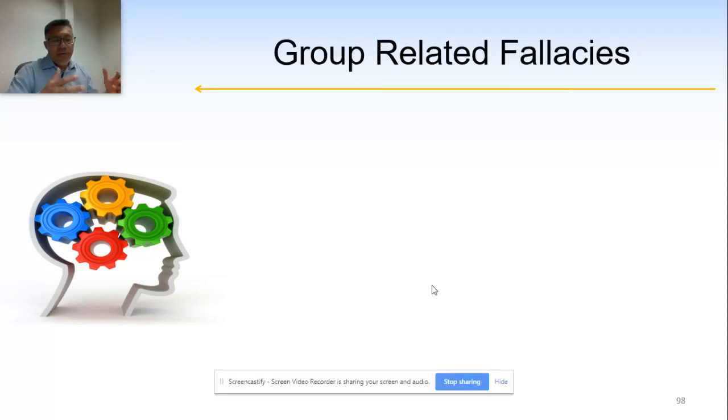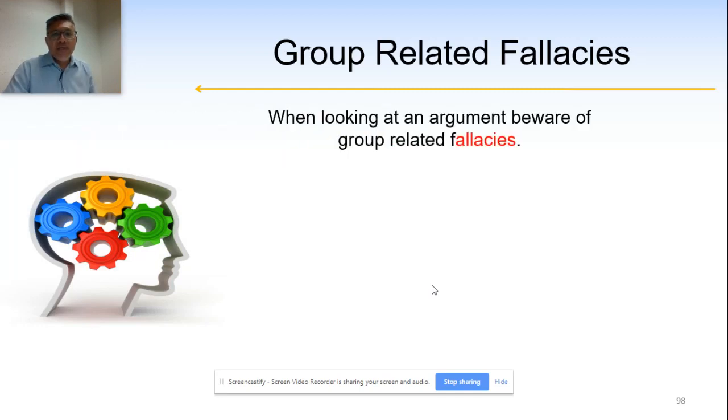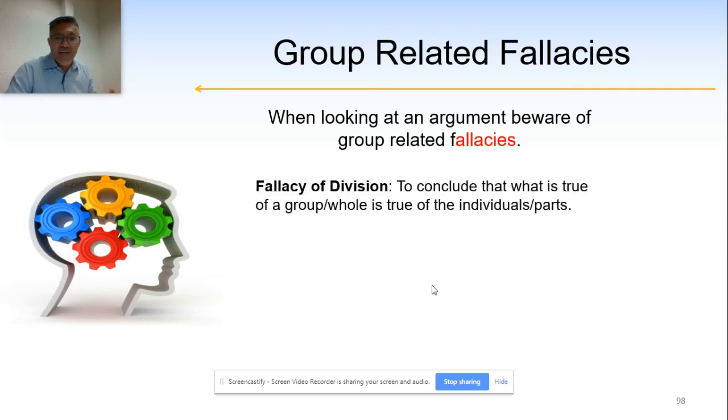So with the idea of group ambiguity comes certain related fallacies. Now, fallacies are simply mistakes in reasoning, where we think something makes sense, that there's some rational way that we get from point A to point B, when in fact it really isn't rational. So when we are looking at an argument, we should be careful of group-related fallacies. The first one we'll talk about is the fallacy of division. Now, this fallacy is when we come to a conclusion that what is true of a group is also true of all the parts that make up the group, which isn't true, right?